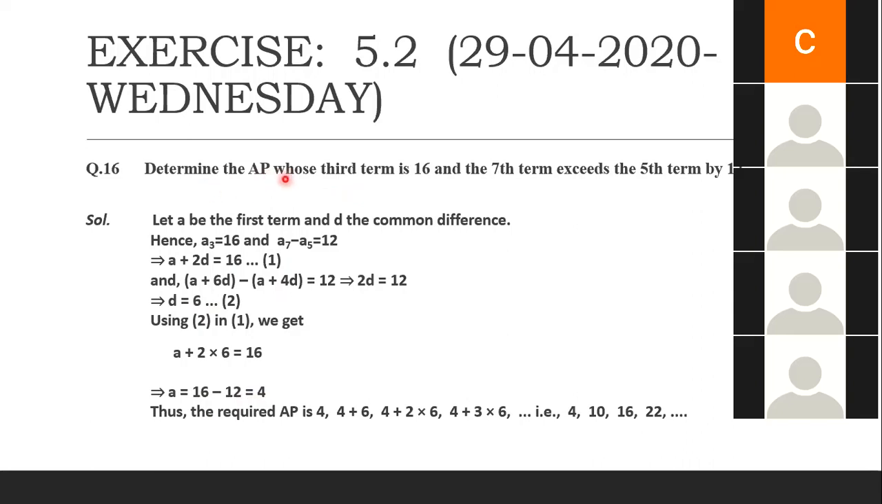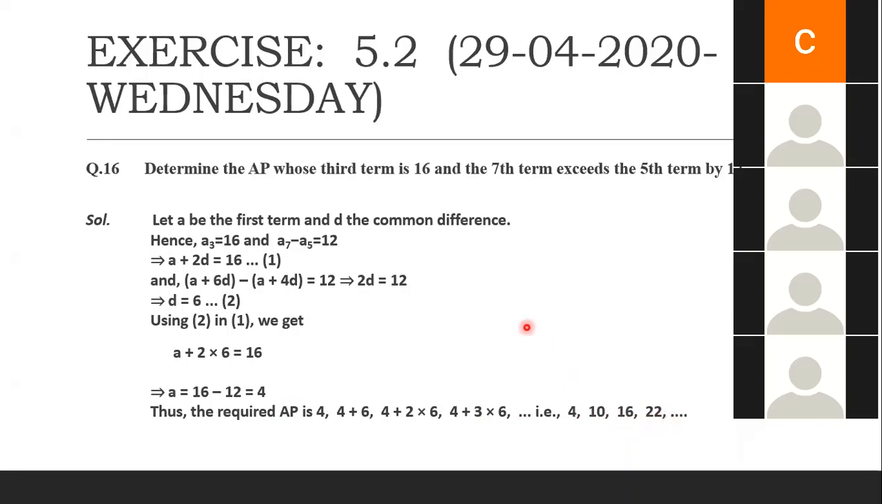Here they are asking to determine the AP whose third term is 16. A value is 4, so the first term we got is 4. That is A. A is 4. Second term, D value we have got 6. A plus D, 4 plus 6, 10. A plus 2D, 4 plus 2 into 6. A plus 3D, 4 plus 3 into 6. The values are 4, 10, 16 and 22. Does anyone have a doubt, children?